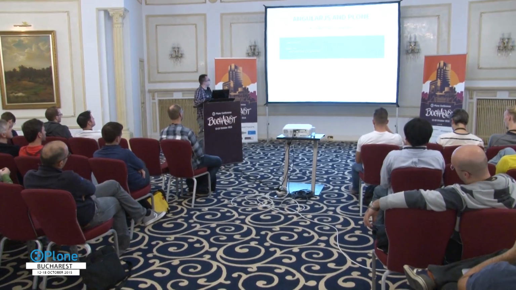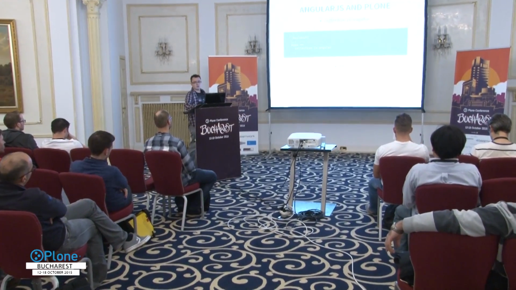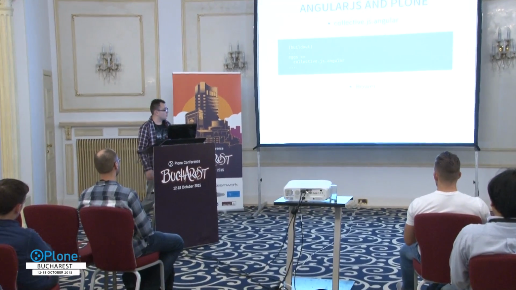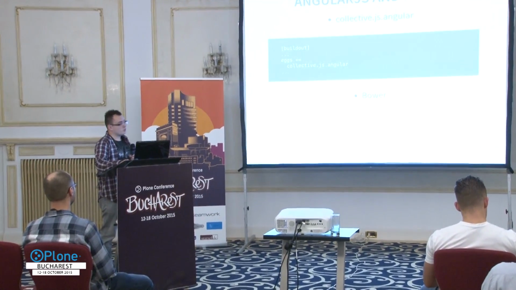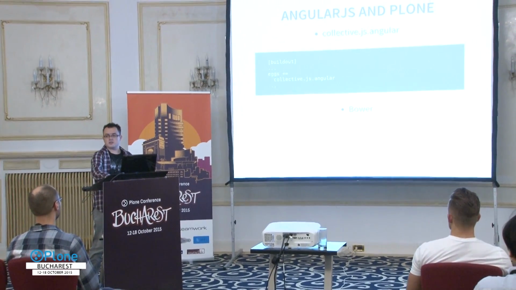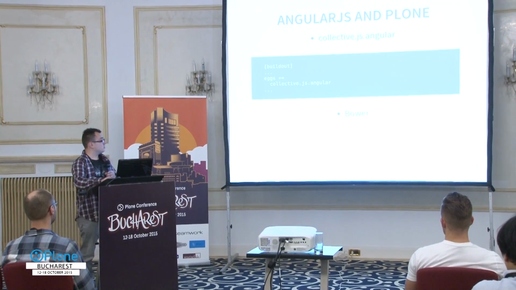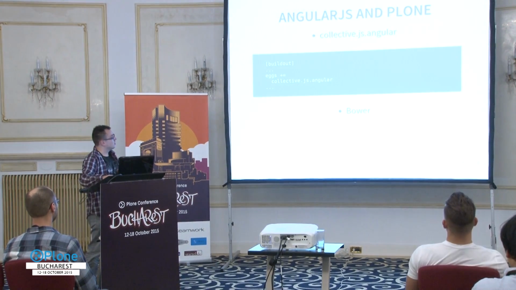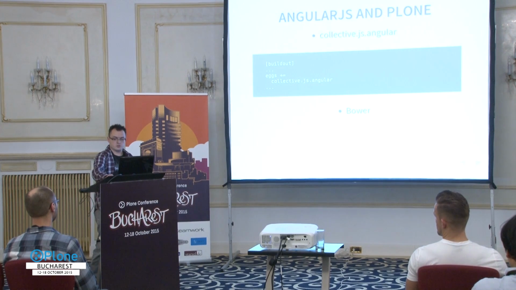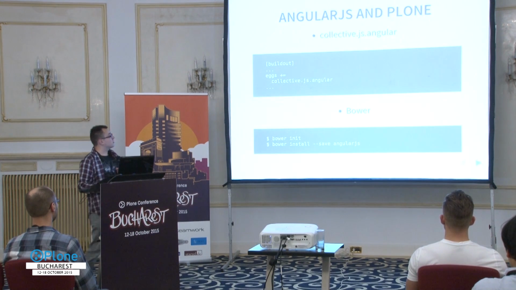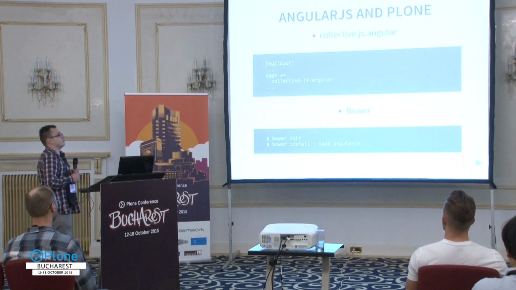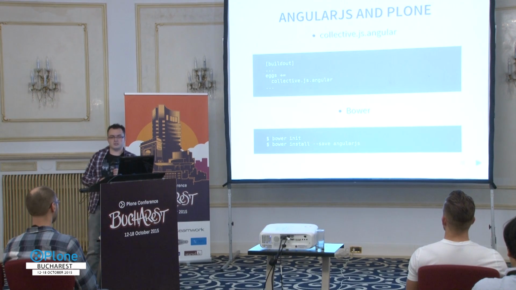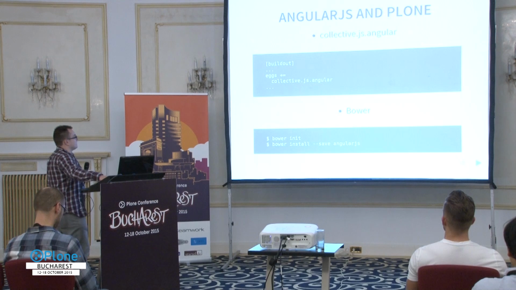And the second alternative is using Bower and actually bundling Angular into our product. We're probably going to use a lot of third-party libraries as well, which are going to be bundled with Bower, so there's nothing stopping us from actually bundling AngularJS with it as well. The main drawback of collective.js.angular is that its release cycle is not quite on par with the release cycle of AngularJS.